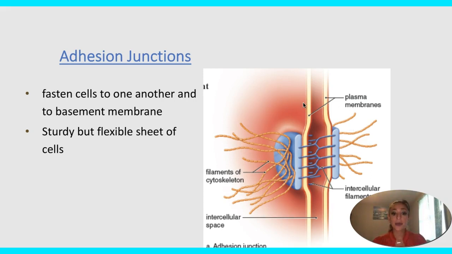Adhesion junctions, okay, this is when cells are fastened to one another and to the basement membrane of one another, and this allows for a sturdy but flexible sheet to be obtained between the cells. And as you can see, molecules and ions can still pass through in between these 2 plasma membranes of these 2 different cells. So it allows a lot more molecules through, but it's not going to be as tightly adhered to each other as the tight junctions. Okay.